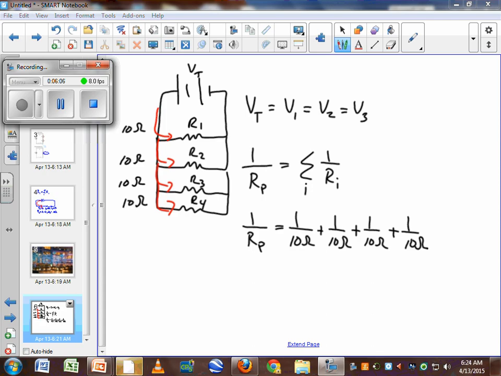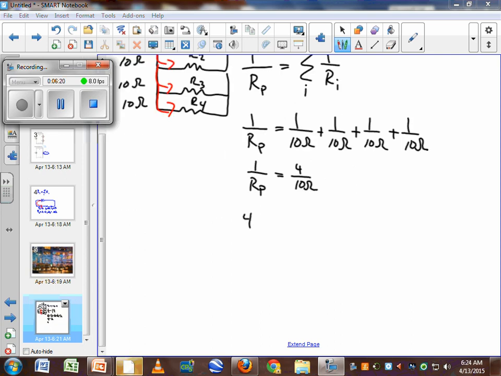And so we would just go ahead and add all those fractions up, and that would equal 4 over 10. And what you have to do here is cross multiply this. You would have 4Rp equals 10. And our total resistance for our parallel circuit is 10 divided by 4, which is 2.5 ohms. You'll see the total resistance has gone down. One resistor was 10 ohms, but all those resistors in parallel together is 2.5 ohms.